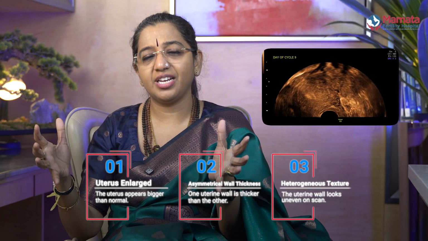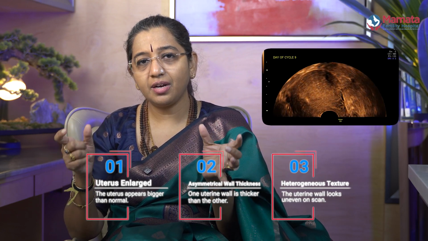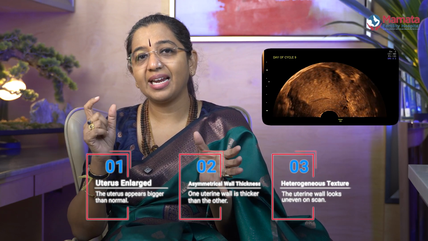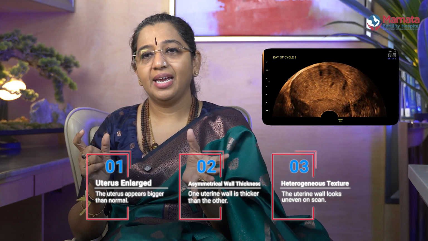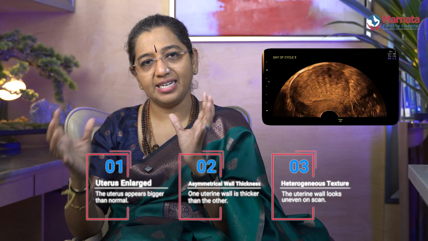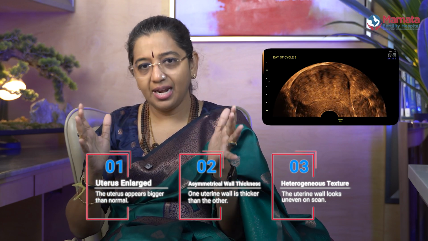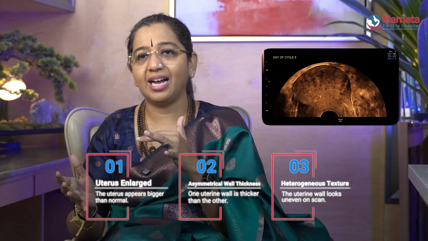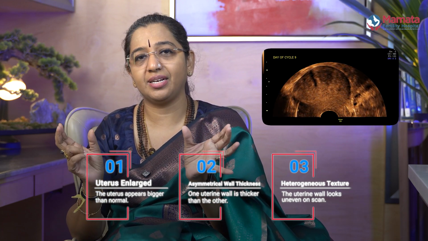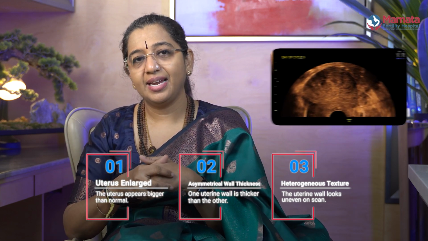If the uterus is enlarged in size, if the uterine walls are asymmetrical in thickness, that means there is an anterior wall, there is a posterior wall, and if one wall is larger and thicker than the other wall, that is, it's not symmetrical, we know that the patient has adenomyosis.